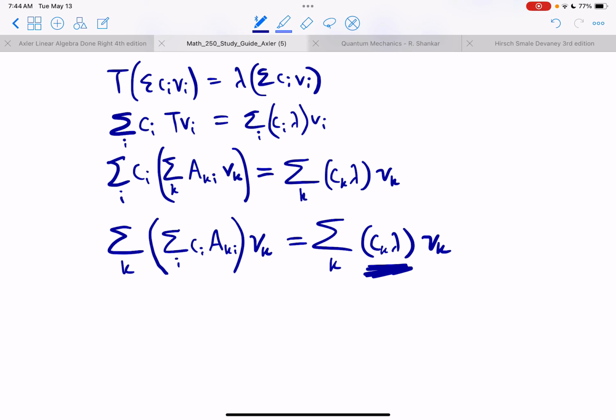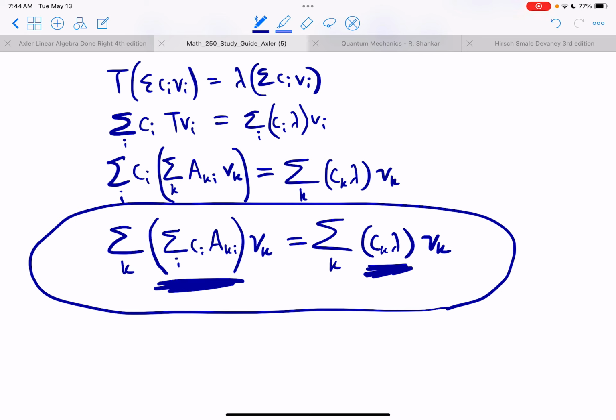All right, so we've expressed the same vector in the same basis, and because we have a basis, that means the coefficients have to be the same. There's only one way to write a vector as a linear combination of the basis. Each coefficient has to be the same. That means for all k, we can look at the coefficient of vk on both sides, and they have to be the same. For all k, the sum over i of ci a_ki is equal to ck lambda.